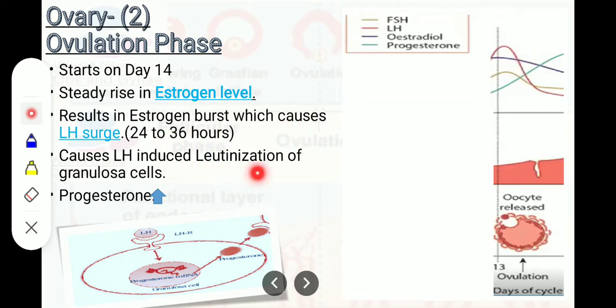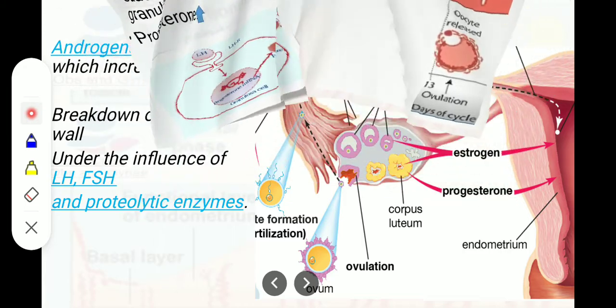Now, what is the role of LH? LH causes luteinization of the granulosa cells, and so the level of progesterone increases. You can see from the green line that progesterone is rising. At the same time, the androgen increases, which increases libido.